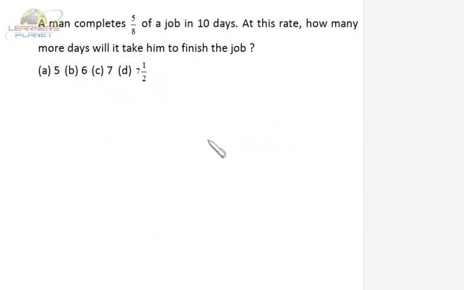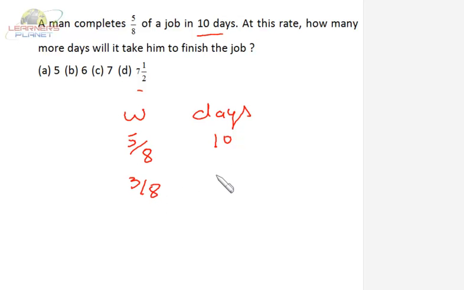Now let's see this problem. A man completes 5 by 8 of the job in 10 days. At this rate, how many more days will it take him to finish the job? That means work and days. So he can do 5 by 8 of the work in 10 days. That means the remaining work, that is 3 by 8 work, he'll do in x days. Now friends, more work, more days are required. That means these two terms are in direct variation.